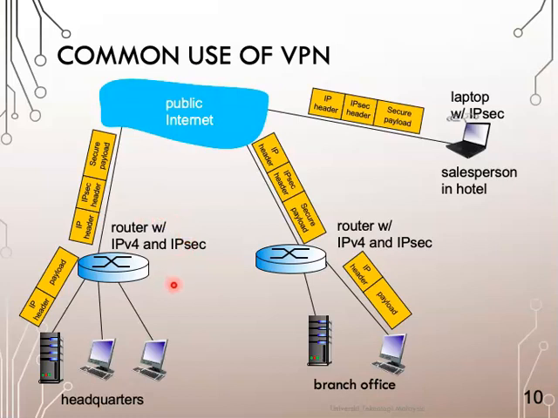When a host in headquarters sends an IP datagram to a salesperson in the hotel, the gateway router in headquarters converts this IP datagram into an IPsec datagram and then forwards this IPsec datagram into the internet. As you can see here, this is already encrypted, which is why it is the secured payload. It adds an IPsec header, encapsulated within the new IP header.